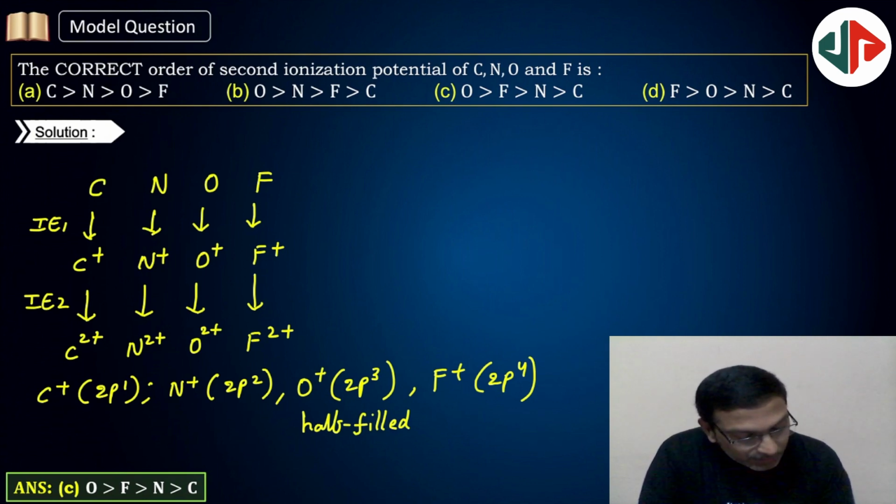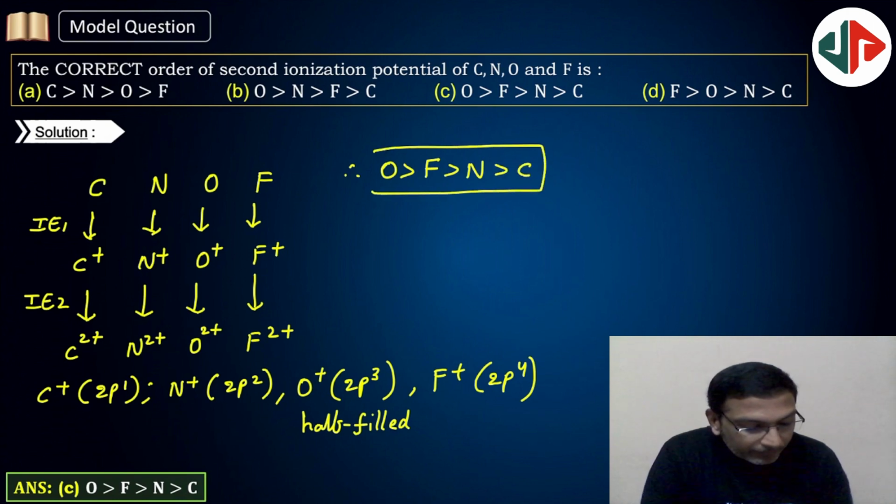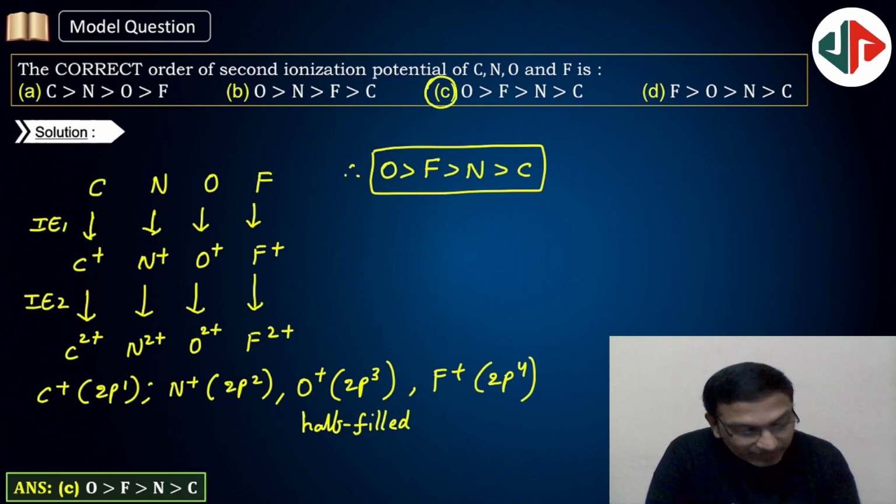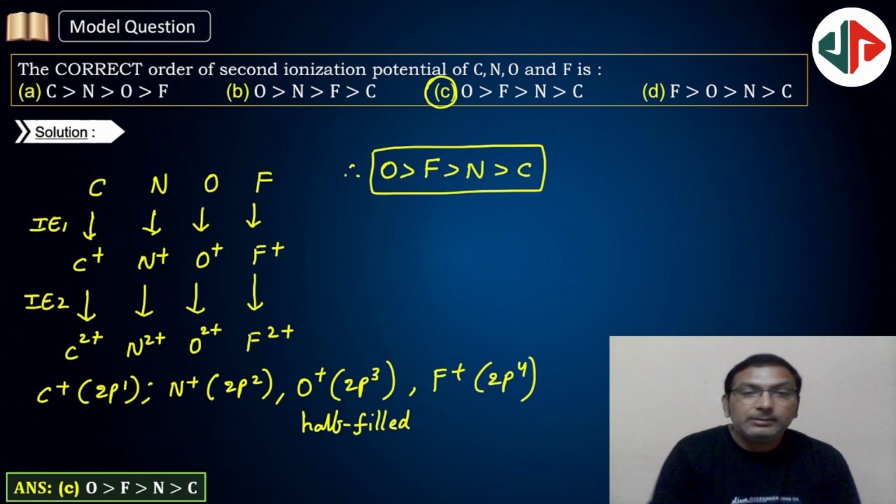So first it should be O. After that we know F, halogens. After that nitrogen, which is more negative. At last carbon. This will be the order. So option C: O, F, N, C. O will be highest due to half filled configuration. After that halogens, next group 15, after that carbon. So this is based on periodic property.